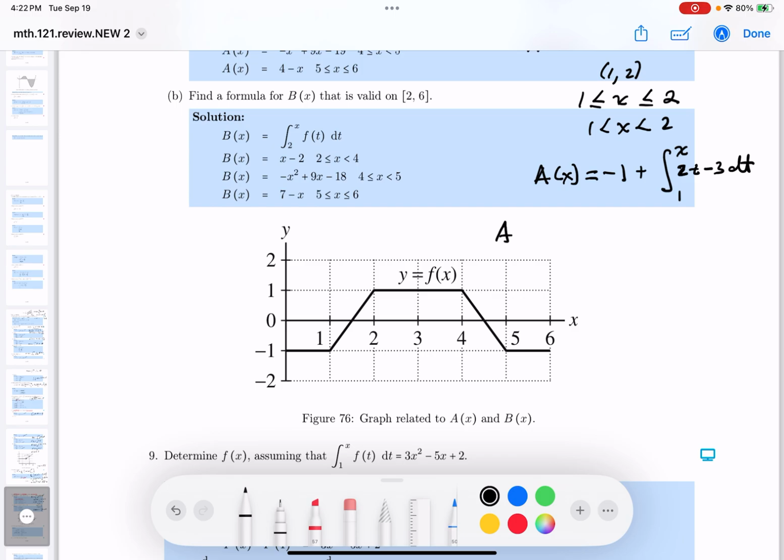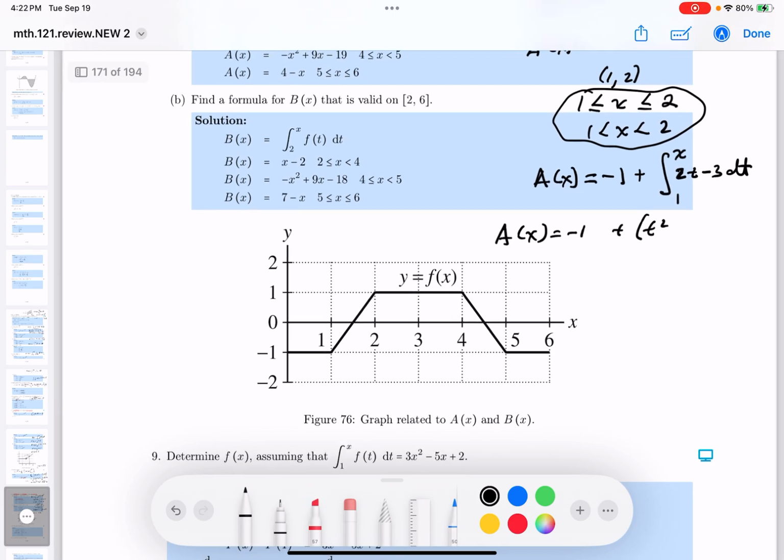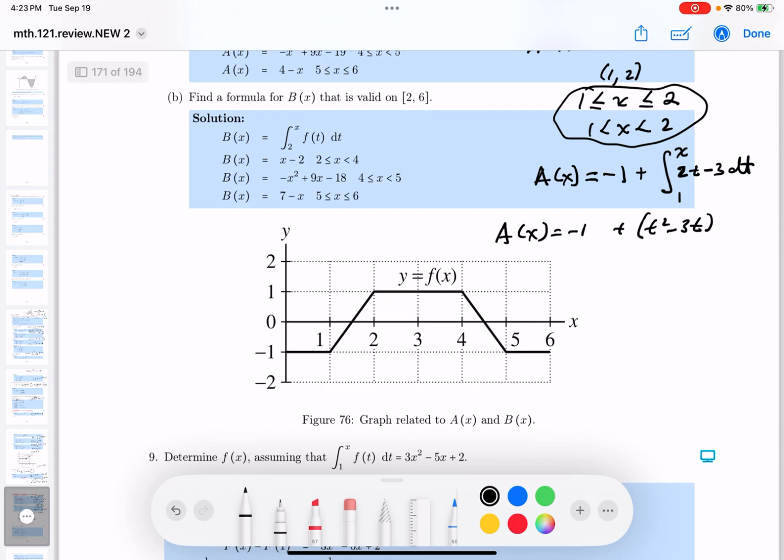So A of x, and again, you understand that we're talking about that interval between 1 and 2. It's going to be minus 1 plus, I got to integrate this guy. That's going to be t squared over 2, the 2 disappears, minus 3t. And then we're going to go from 1 to x. And let's write this down. What do you get? Minus 1 plus, well, x squared minus 3x.